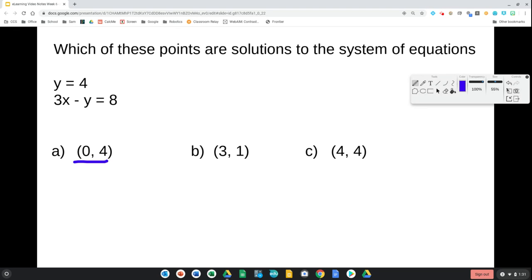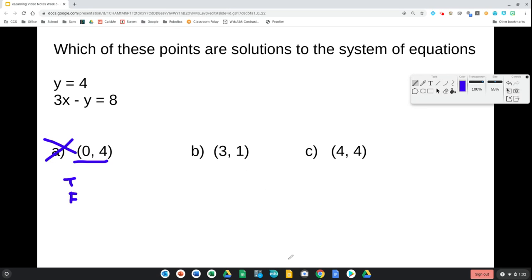So I want you to try out letter A first. Is letter A a solution to that system of equations? So for the first equation, it's pretty easy. All we have to do is replace the y. And so if we replace the y with a 4, that's true. And so the first equation is true for letter A. Is the second equation true when you put in 0 for x and 4 for y? Okay, when we put in 0 for x and 4 for y, we get 0 minus 4, that equals 8. That's not true. So this one was true the first time, but it was false the second time. So this is not a solution.